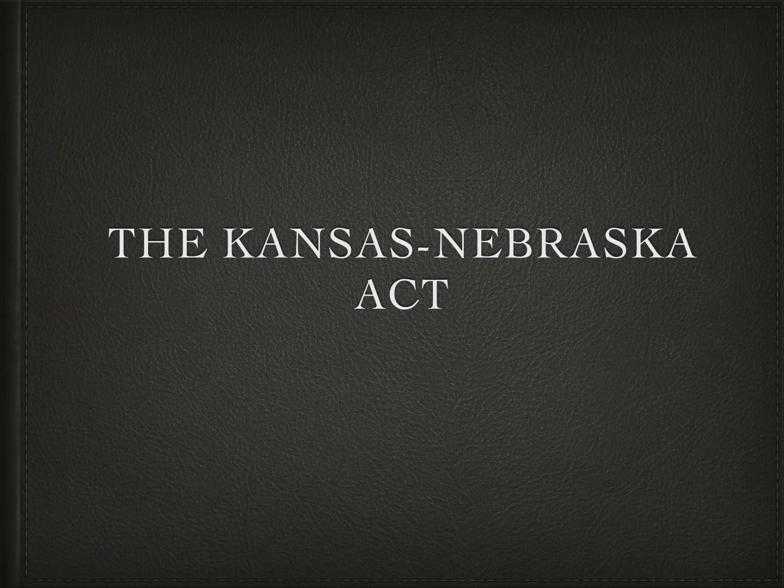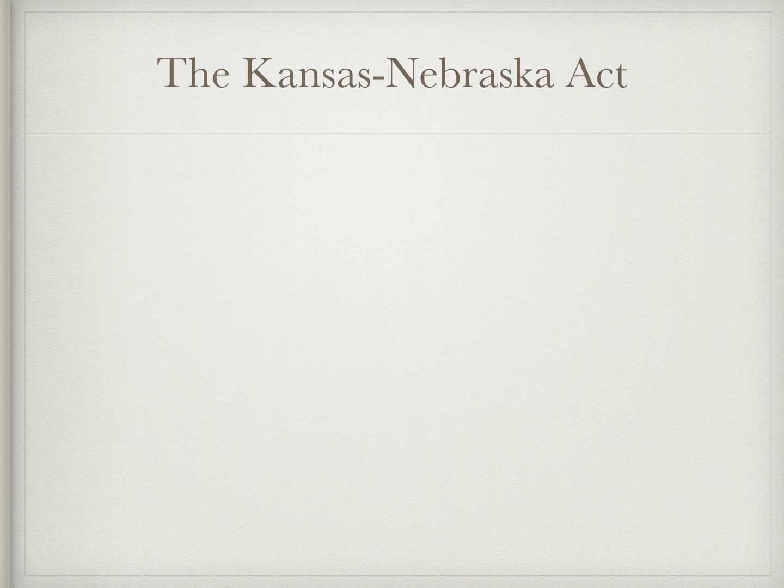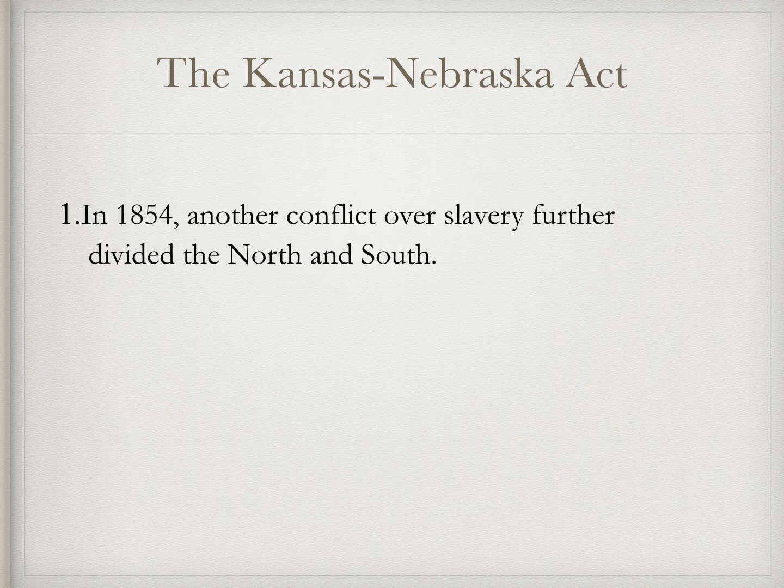All right, guys. This set of notes is entitled the Kansas-Nebraska Act. And we're looking at another one of those events in the lead up to the Civil War, causing rising tensions between the North and South. So the Kansas-Nebraska Act came about in 1854 when we have another conflict over the expansion of slavery. Should slavery be expanded into the West?